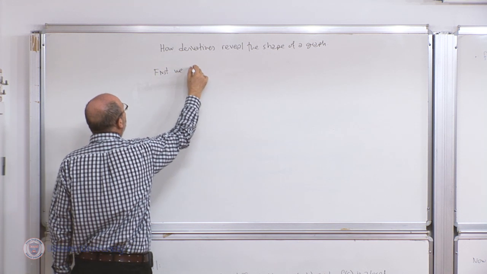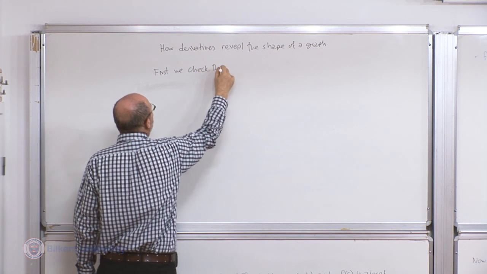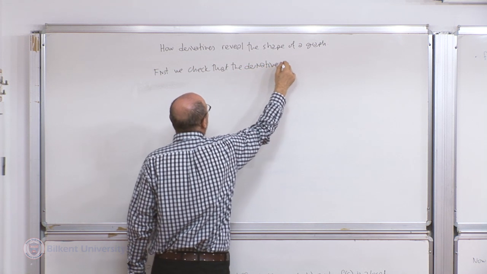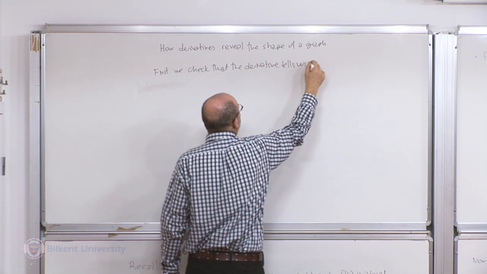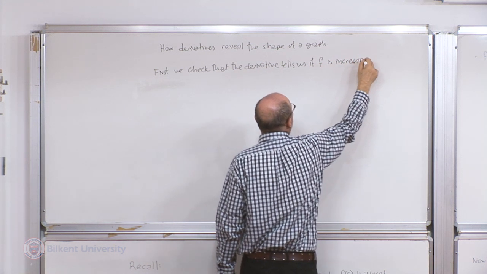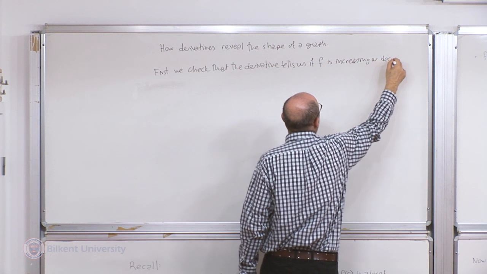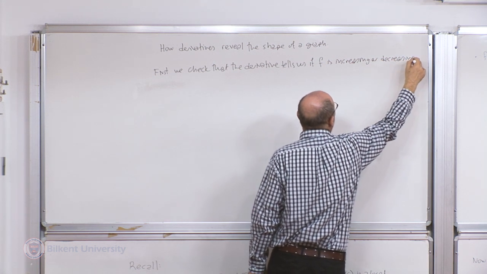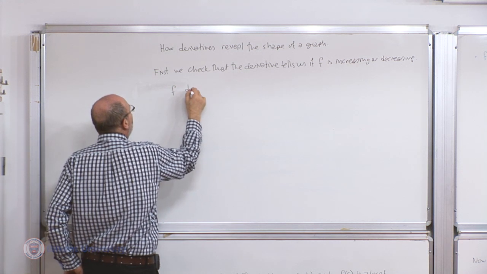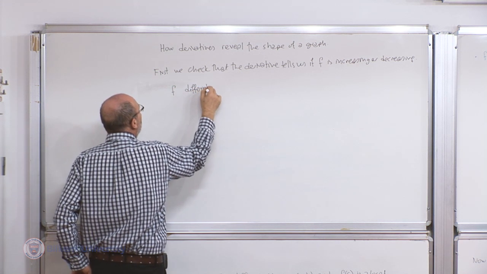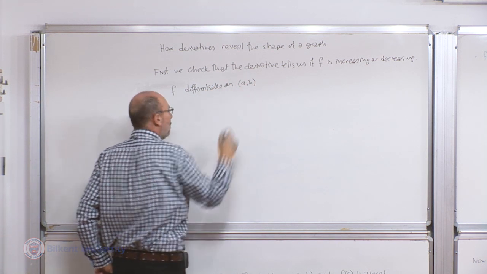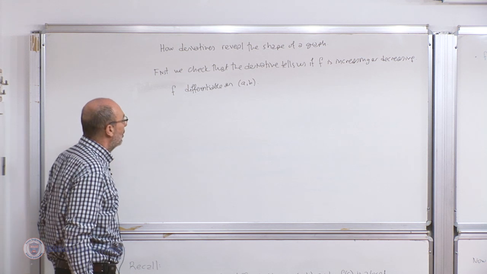we check that the derivative tells us if f is increasing or decreasing. Okay, so we have f differentiable on (a, b), so the derivative exists.